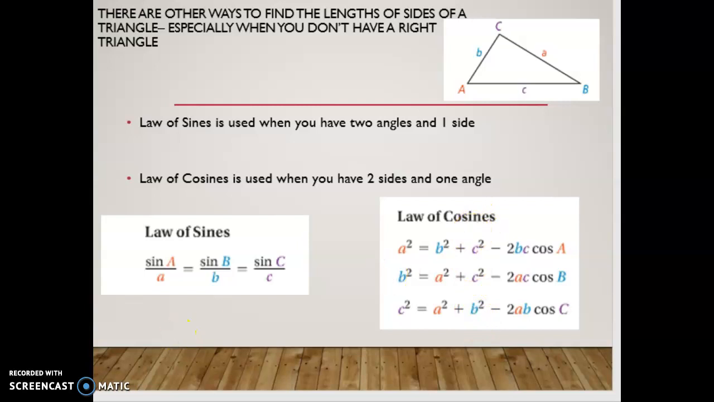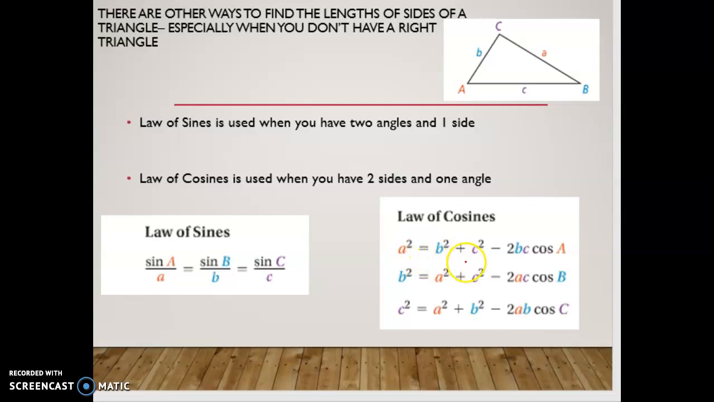Now, the law of cosines here starts with the side A and ends with the angle A. If it starts with the side B, it ends with the angle B. And if it starts with the side C, it ends with the angle C. You'll notice that all of these are set up just like a Pythagorean, the a squared plus b squared equals c squared. It just depends on which one is outside.